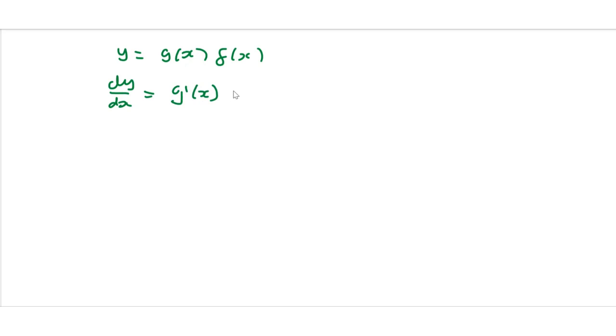g dash of x f of x plus g of x f dash of x. Okay, so we essentially differentiate each of the functions one at a time and multiply it by the other function. Let's look at an example.